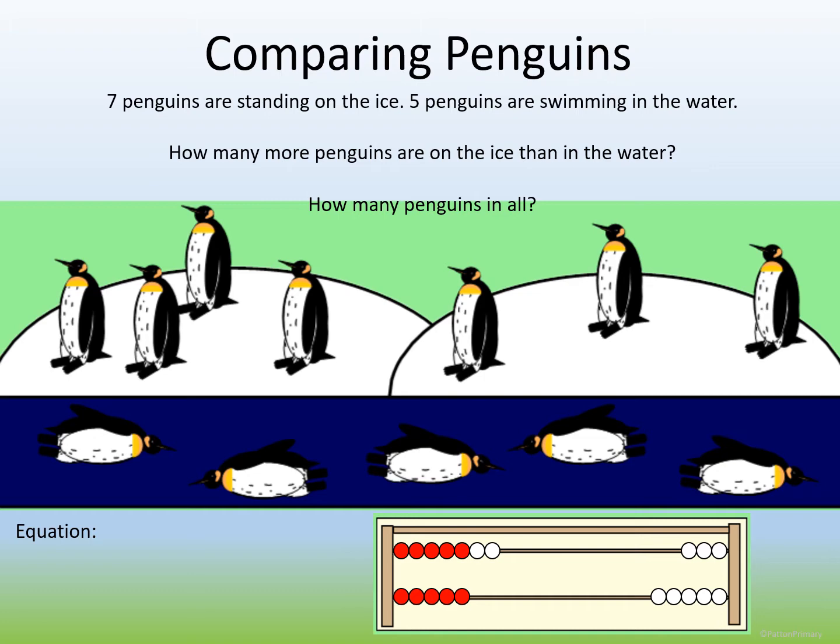7 penguins are standing on the ice, so I have 7 abacus beads on the top row, and 5 penguins are in the water, so I put 5 on the bottom row. I'm going to look straight up, 5 on the bottom, so 5 on the top, and I'm going to separate the extras. We know that we have 5 on the top and 5 in the bottom, and I put a line there. The answer is 2.